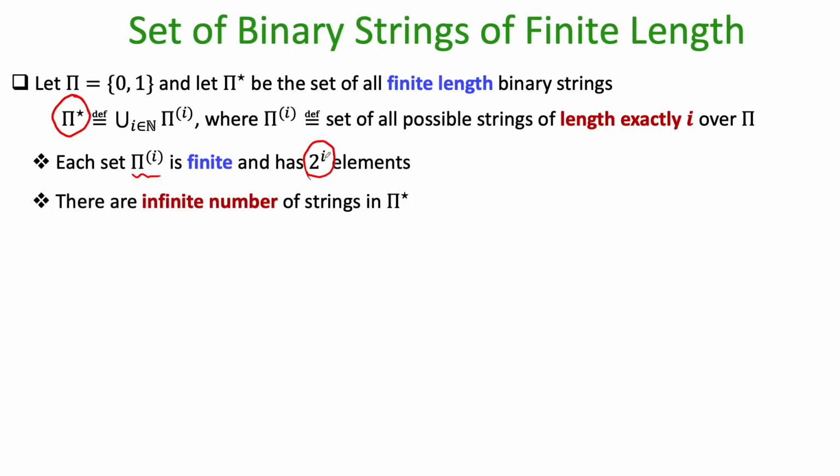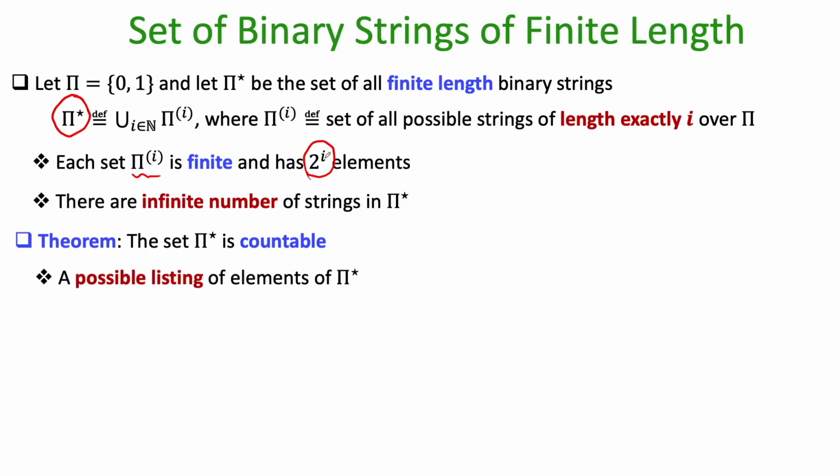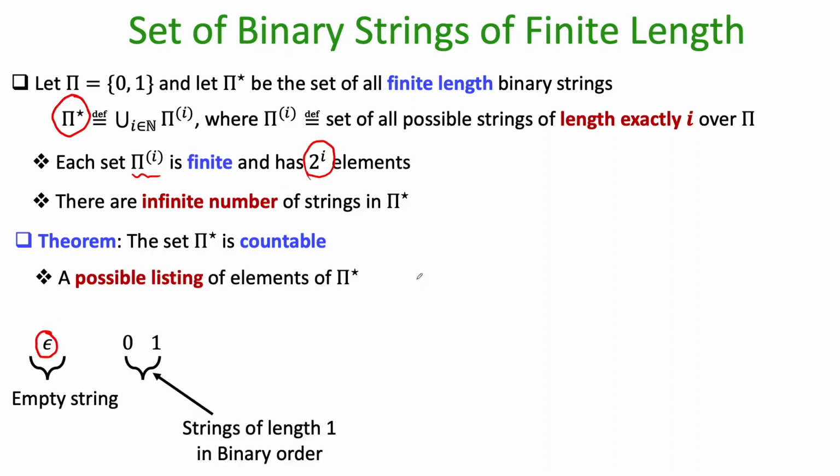Even though it has infinitely many elements, it has an infinite number of binary strings, can we enumerate all such strings in a well-defined fashion? So the answer is yes, we can prove that the set Π star is indeed countably infinite. And what we will do, to prove this theorem, is show a possible valid listing of the elements of Π star. And the idea is to arrange or list down all the elements of Π star according to their length, right? So we start with the length 0 string, and the length 0 string will be the empty string denoted by the special notation epsilon. Then we will go and enumerate or list down all valid binary strings of length 1.